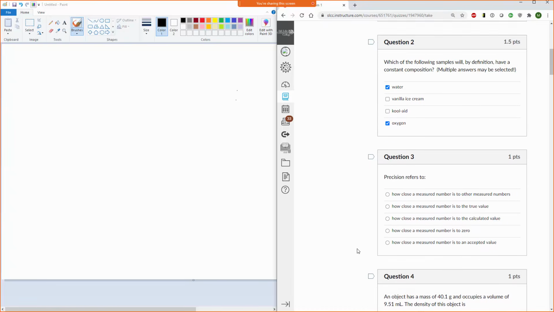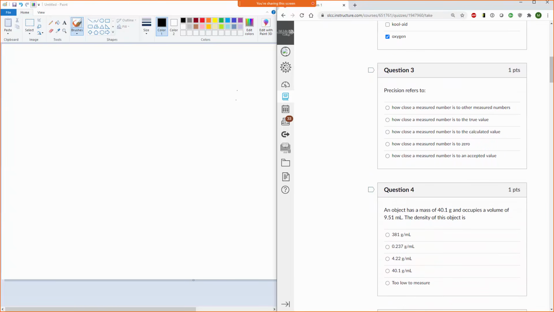Excellent. Okay, precision refers to what? Perfect, Sarah. Precision refers to how close a measured number is to other measured numbers. If you are very precise, then all of your numbers are very close to one another. So you're getting repeatable results, and the digits agree with each other. If I asked you about accuracy, if I said accuracy refers to what, then which of these would be the correct answer? That's right, the true value is for accuracy.